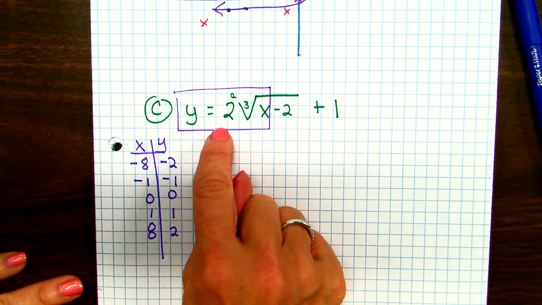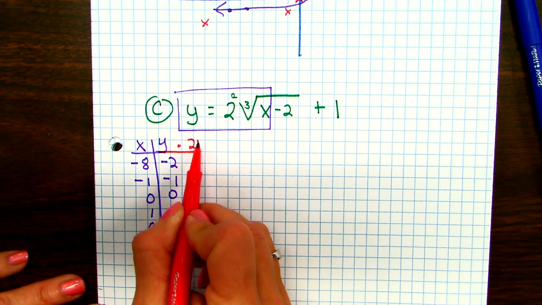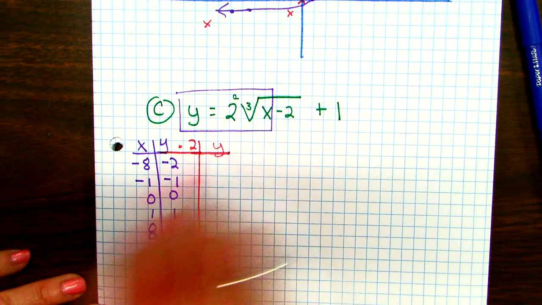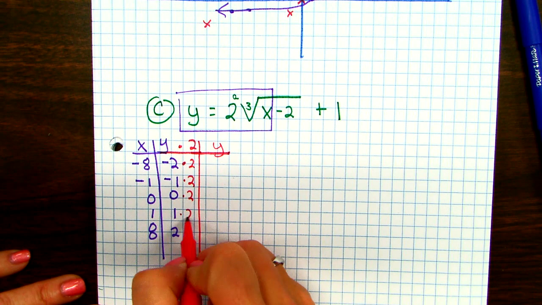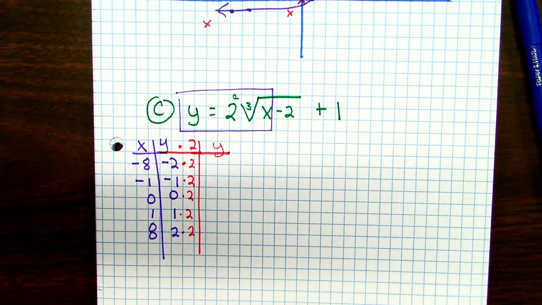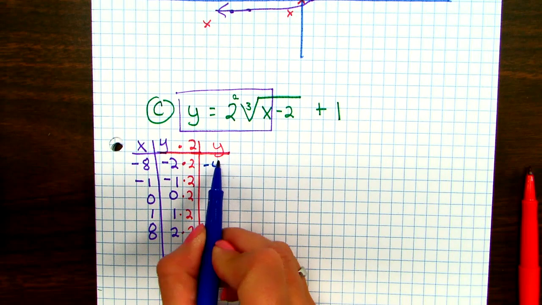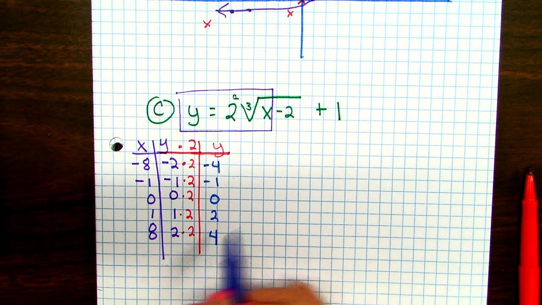But anytime there's an A value, we have to multiply the Y values by that A value and get a new Y value. So I'm going to multiply each of these by whatever number is in front. It's going to stretch our graph vertically by 2. Remember we talked about if you stretch something vertically, it makes the Y value go up or down. And we get -4, -1, 0, 2, 4.